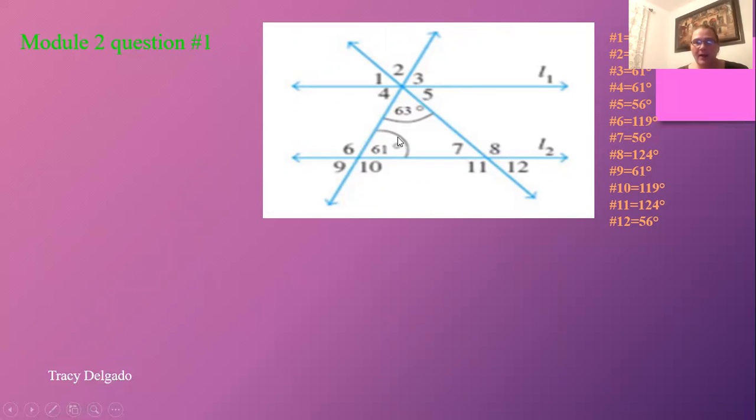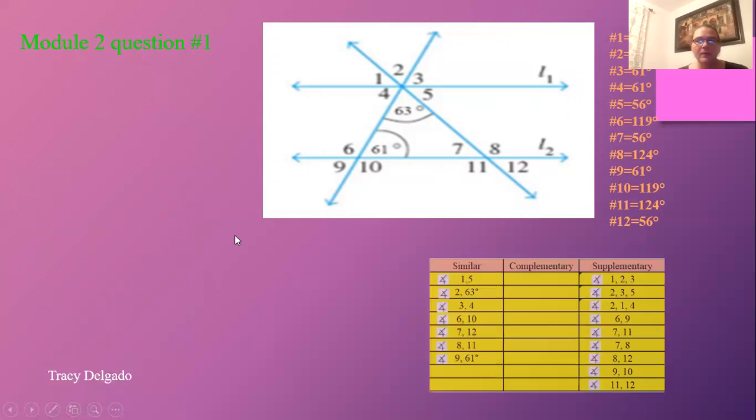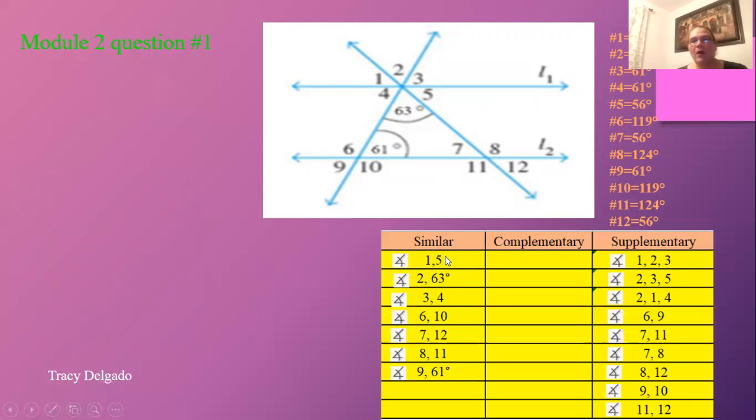Angle 9 is congruent with this one, so it's 61 degrees. Angle 10 is going to be 119 right here. Angle 11 is going to be 124 degrees, and angle 12 will also be 56 degrees. And in our chart right here, we're doing the similar angles. It's going to be angles 1 and 5, 2 and 9, 3 and 4, 6 and 10, 7 and 12, 8 and 11.